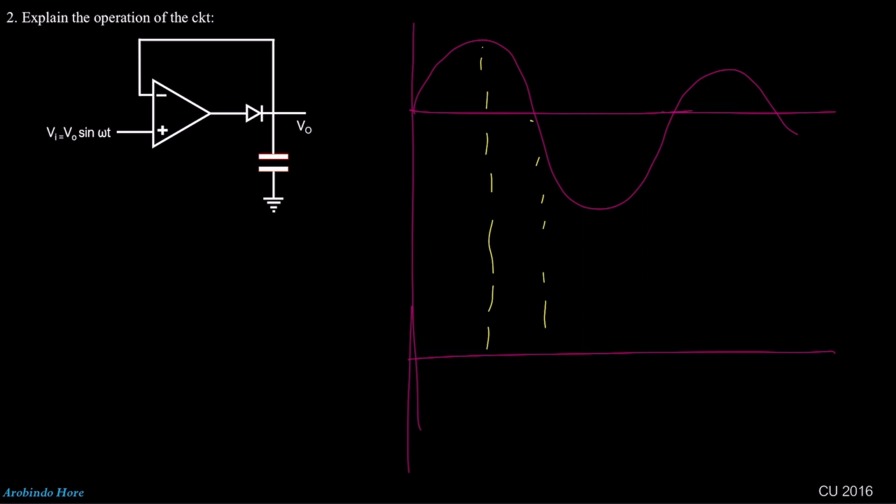Up to the first peak, it will follow the input curve, and then it will be kept constant. So this will be the output voltage. So this is all about this circuit.